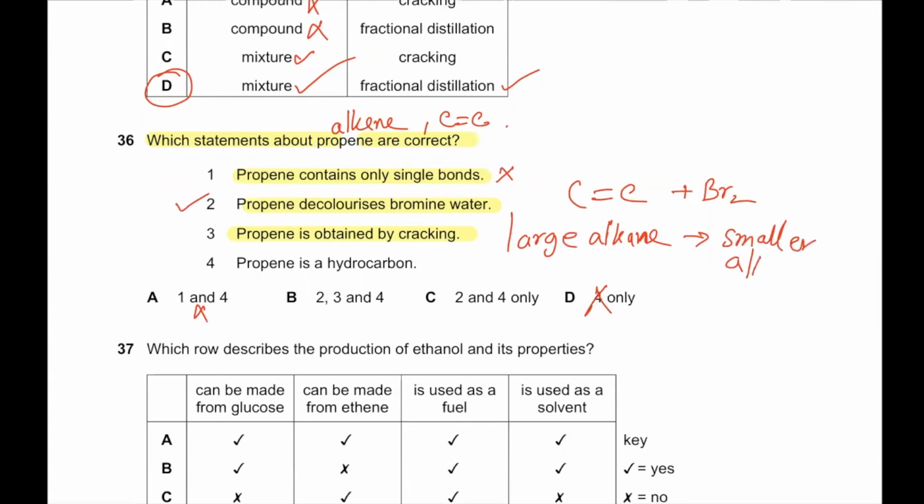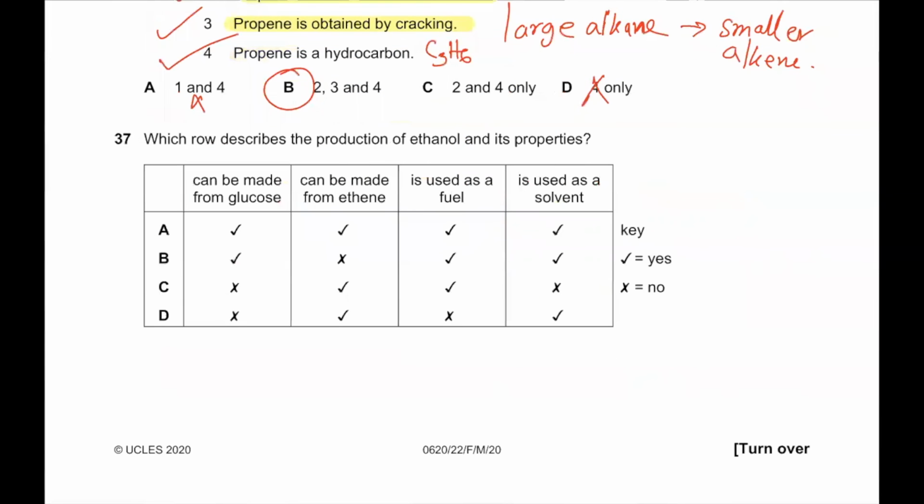So by that, we can definitely say that we will get propene as well. Propene is a hydrocarbon. Yes, if we look into the formula of propene, it is C3H6. Definitely, it contains only carbon and hydrogen. So 2, 3, 4, all correct. B is the correct answer. Question number 36, B. Guys, question number 37.